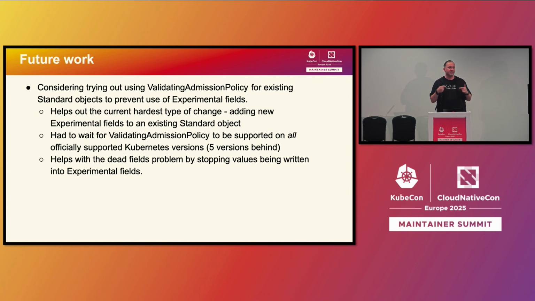I have a couple of concerns. I don't like the stable thing being reliant on the presence of something rather than the absence of an allowing thing, if you see what I'm saying. I don't like that you have to have a thing there to be on standard, rather than not having a thing there meaning you're on standard. But we're going to have to wait and see how that goes. We had to wait for validating admission policy to be supported on all our supported Kubernetes versions. Because we're trailing 5 versions, we had to wait.